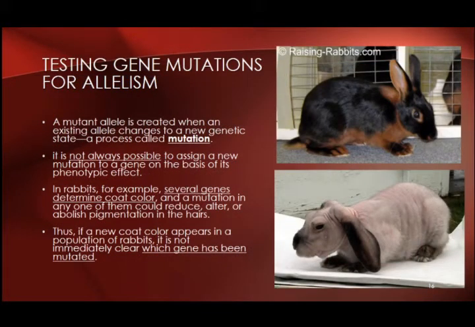So to test gene mutations for allelism, a mutant allele is created when an existing allele changes to a new genetic state in a process called mutation. It's not always possible to assign a new mutation to a gene on the basis of its phenotypic effect. In rabbits, you have several genes determining coat color, and a mutation in one of them will reduce, alter, or abolish pigmentation on all the hairs. If a new coat color appears, we don't actually know which gene is mutated.